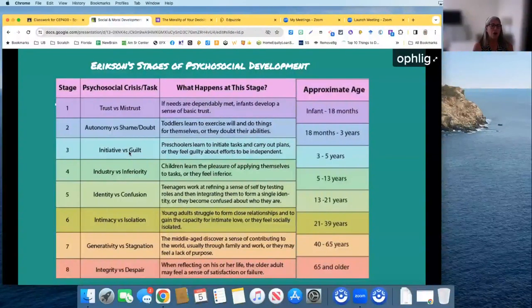And then we go through autonomy versus shame or doubt. Think about it, this is when toddlers are learning, maybe with potty training involved, to do things themselves, maybe get dressed themselves and eat themselves. These are the things that make them autonomous and not so dependent on their parents for everything.